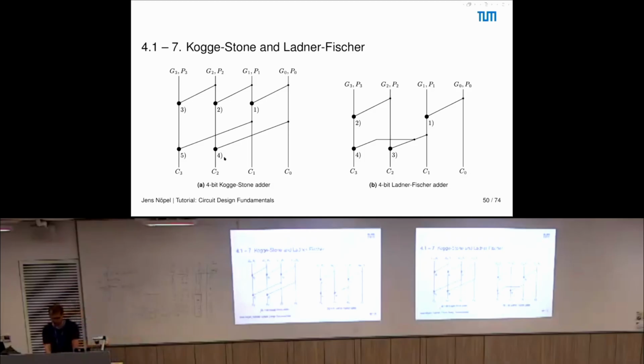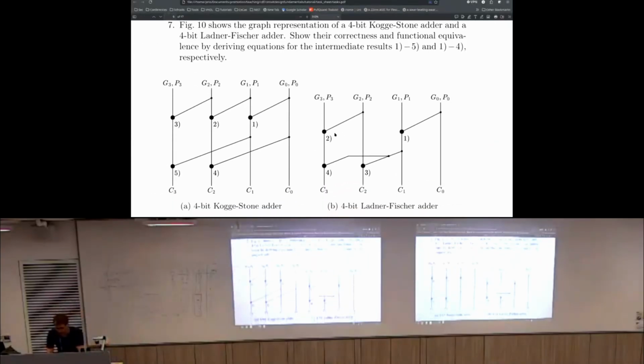So this is about Kogge-Stone and Ladner-Fischer. Those 2 diagrams represent Kogge-Stone on the left-hand side and Ladner-Fischer on the other side. What we want to do is show the correctness and the functional equivalence by deriving the equations for the intermediate results. The intermediate results are depicted here as 1, 2, 3, 4, 5, as well as here 1, 2, 3, and 4. I would suggest that we do that first for the Kogge-Stone adder together, and then you do that again for the Ladner-Fischer one.